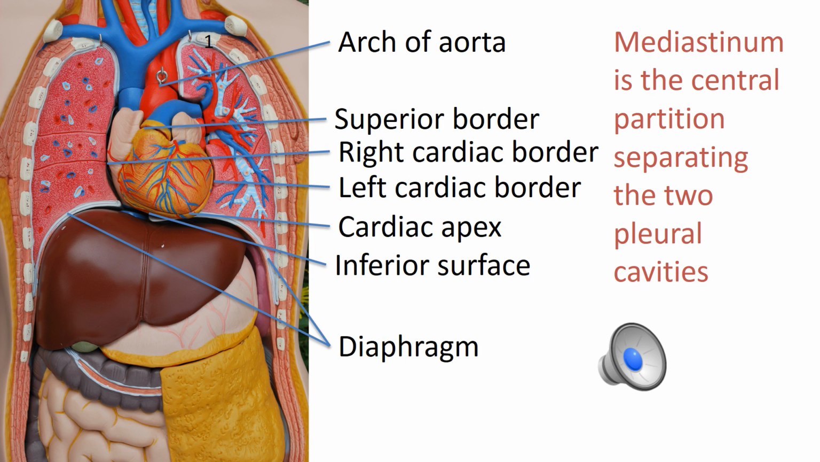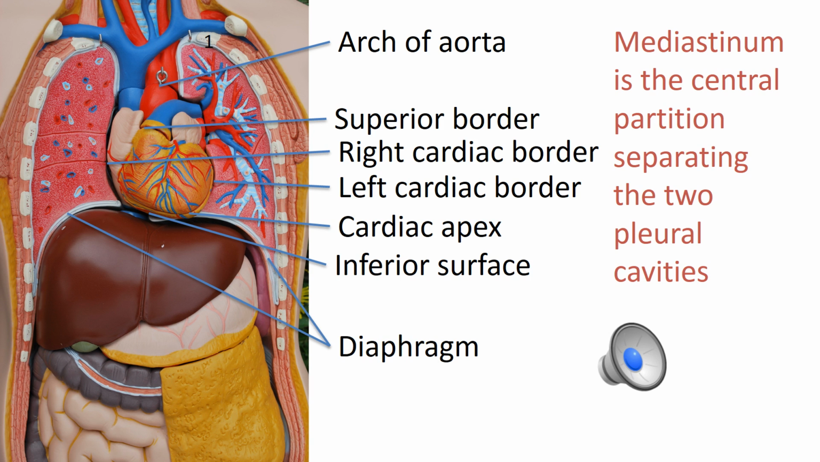And it's an anatomical region, and it's going from the sternum at the front to the vertebrae at the back, so it's going through the depth of the chest. And it's going from the first rib to the diaphragm. And you can see I've labelled the first rib there, and you can see where the diaphragm is. So that area is the mediastinum.